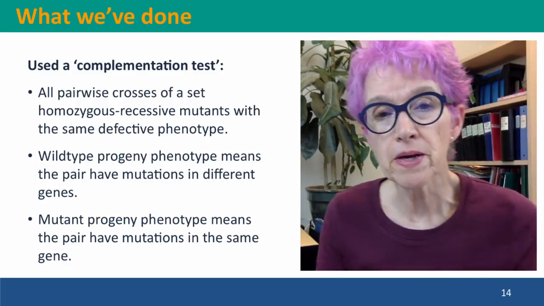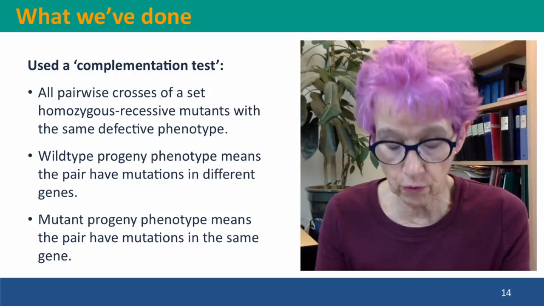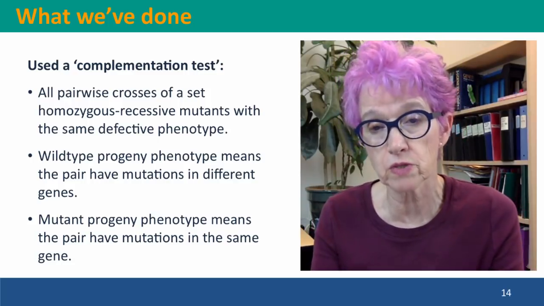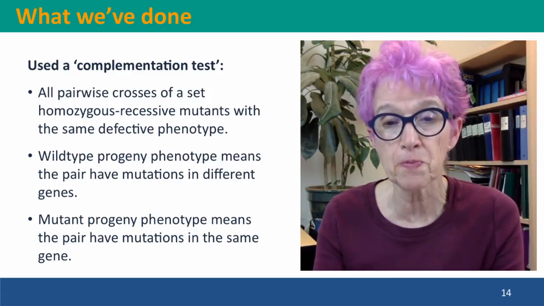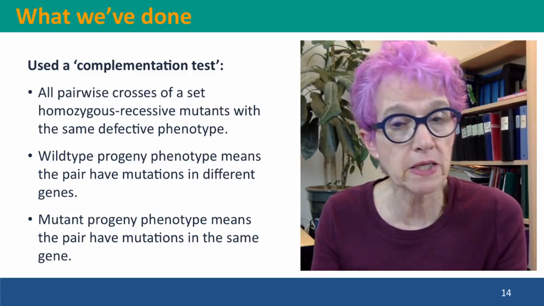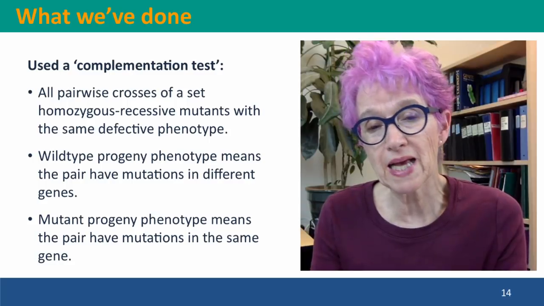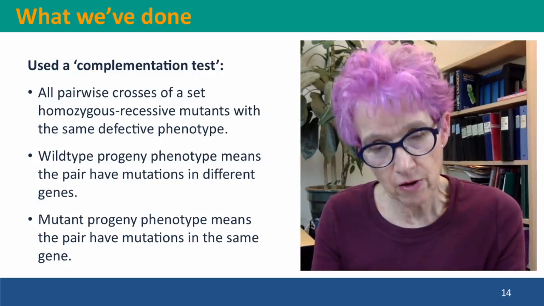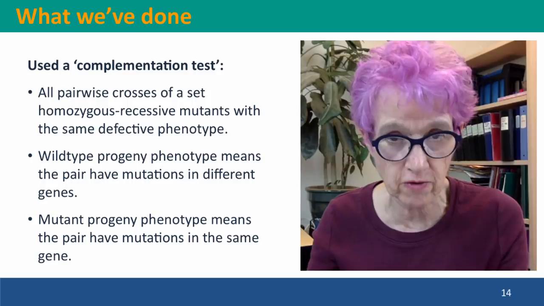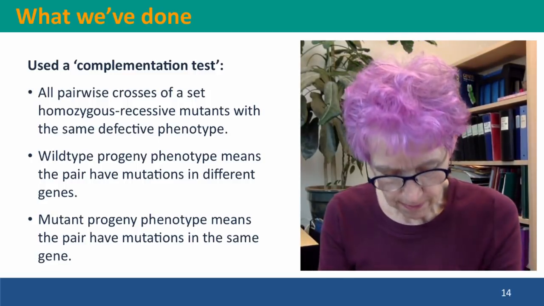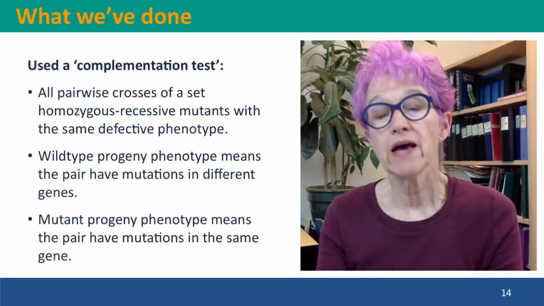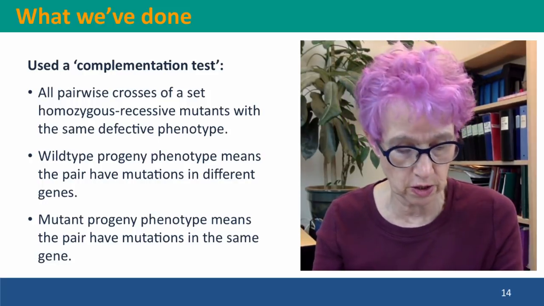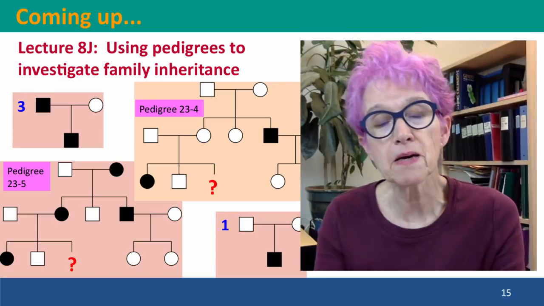So what we've done is quite a bit. We've carried out a mutant hunt, and we've used a complementation test, doing all the pairwise crosses of a set of homozygous recessive mutants when the mutants all have the same defective phenotype. And it's a complementation test because when we get restoration of the wild-type phenotype, it's because each mutant carried wild-type alleles of the gene that was defective in the other mutant. If we don't see complementation, that tells us that the two strains between them have only defective copies of the gene.